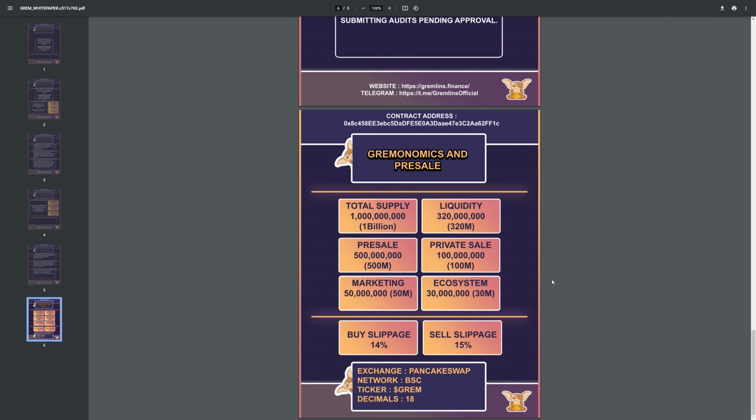And of course, at the very bottom, they've got the Gremlinomics and the presale. We've already went over these numbers, but the exchange is going to be on PancakeSwap. Of course, this is the Binance Smart Chain Network. The ticker is going to be Grim and 18 decimals.